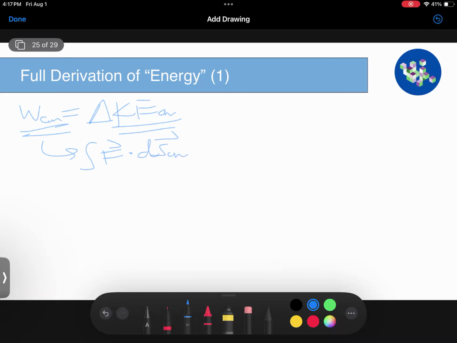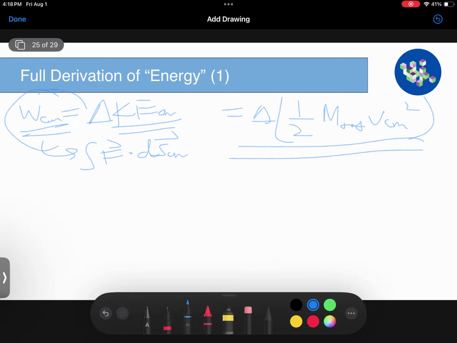Now, what do we mean by delta KE of the center of mass? Well, we just define it as equal to the change in 1/2 M V_CM squared, right? That's 1/2 of the total mass, because we're looking at the center of mass, so M total and then V center of mass squared. We're looking at the change in this quantity, and the work done will be equal to the change in this quantity. Now, how do we go to potential energy, right?